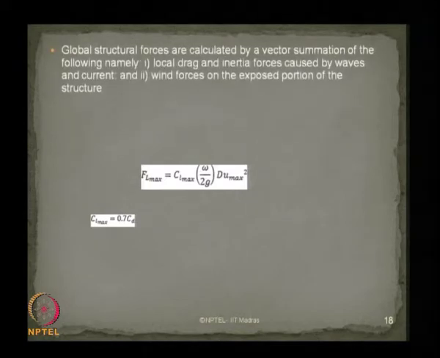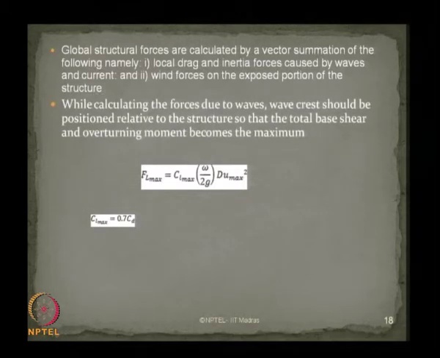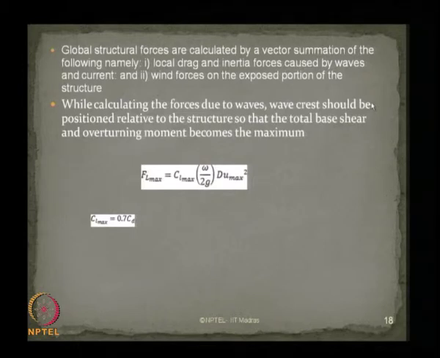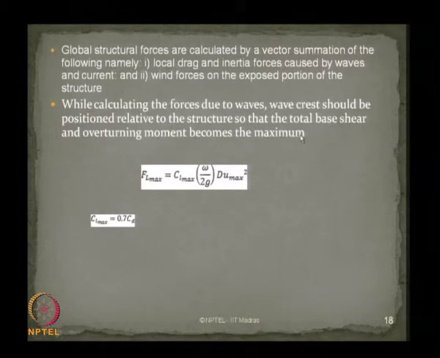After knowing this, the global structural forces are then calculated by a vectorial summation of the following. 1. Compute the local drag and inertia force caused by the waves and current in each segment. 2. Compute the wind forces on the exposed portion of the structure. While calculating the forces due to waves, the wave crest should be positioned relative to the structure so that the total base shear and overturning moment become the maximum.